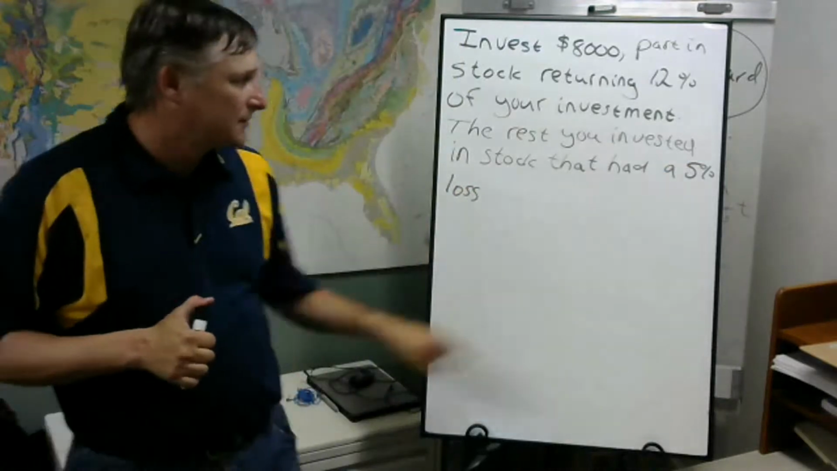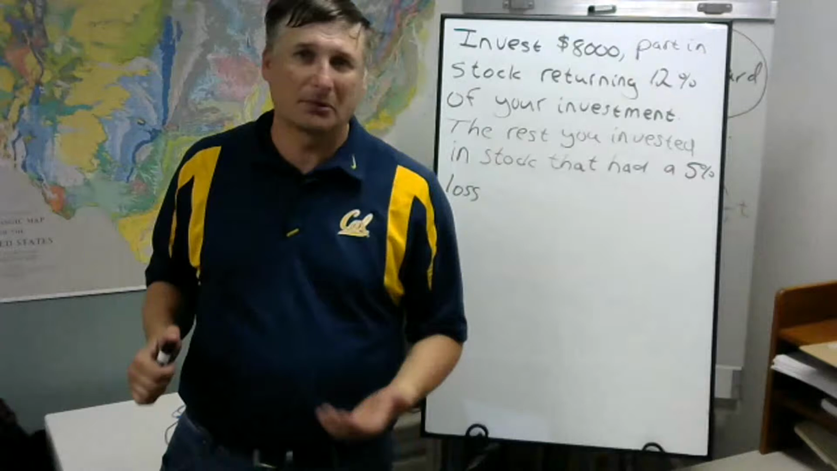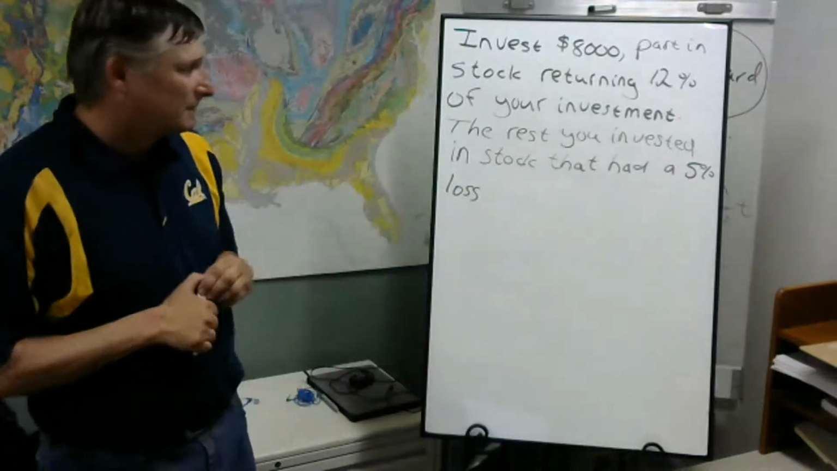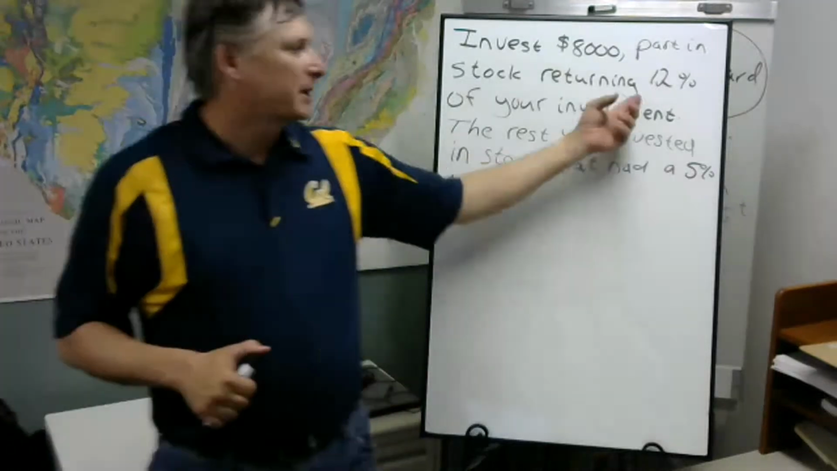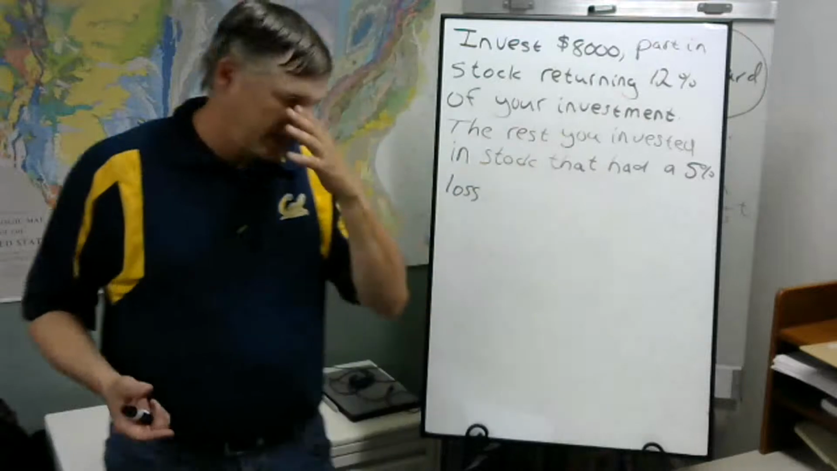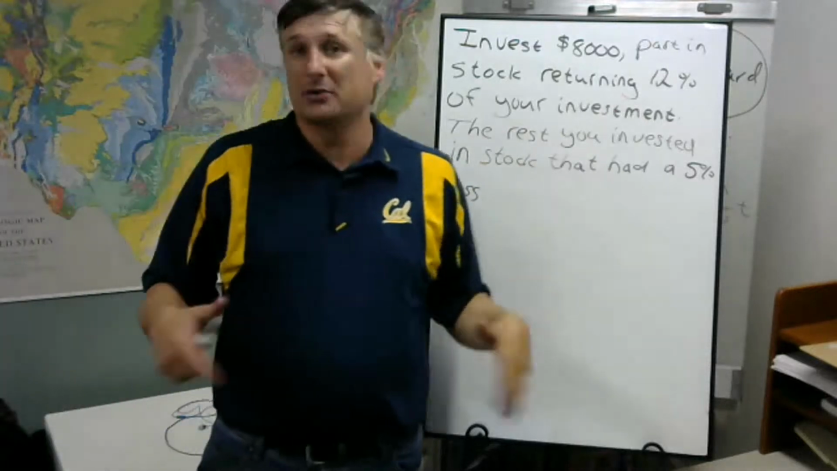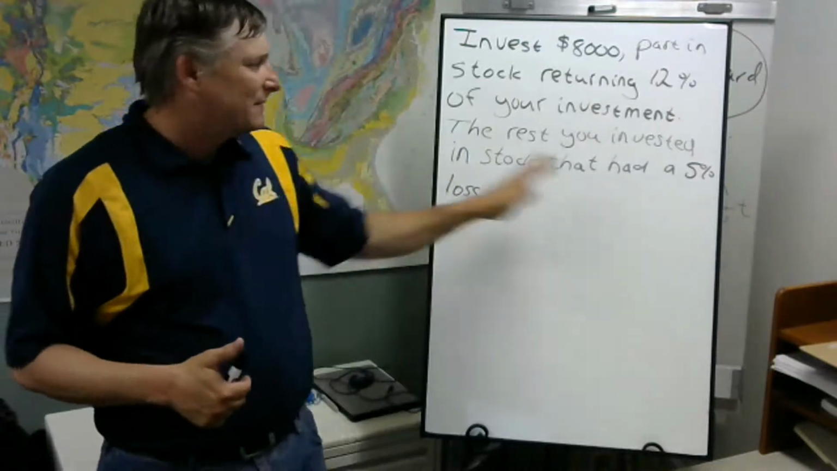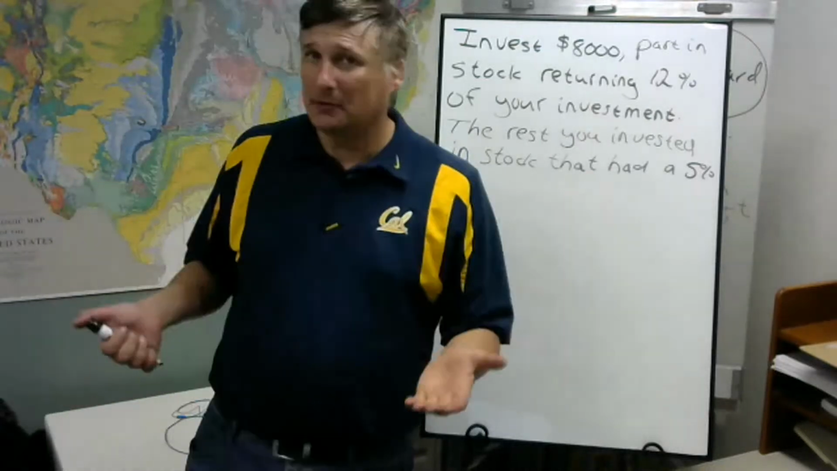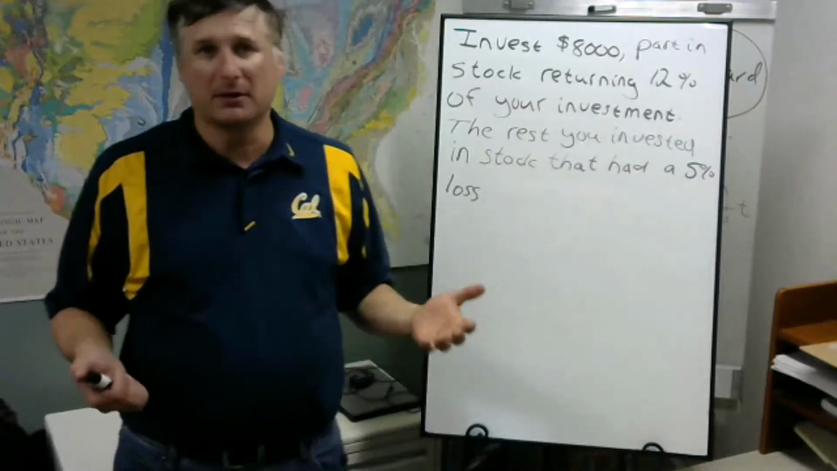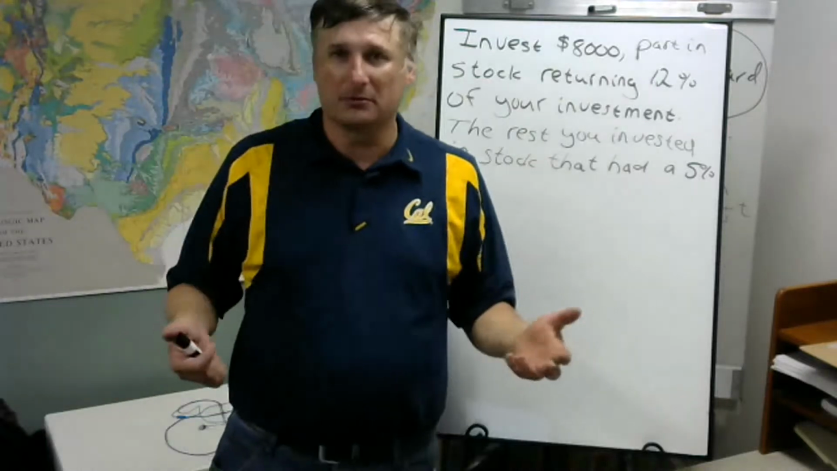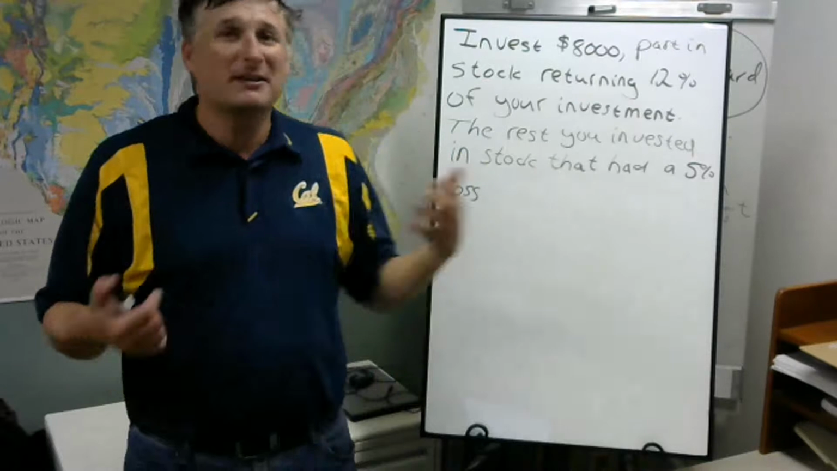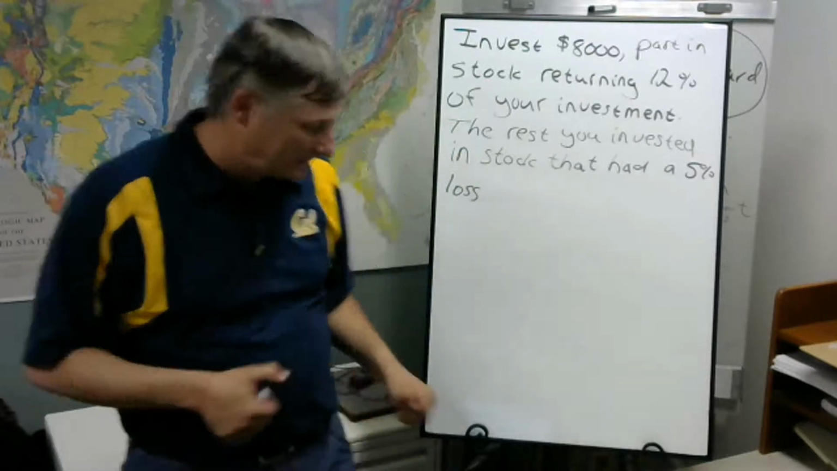you invested in a stock that suffered a 5% loss. So basically, in this first account, if you invested $100, say at the end of the year, you now had $112. You got 12% back. But in this other account, let's say you invested $100, you would come back at the end of the year and you would lose 5% or $5. So there'd only be $95 in that account.